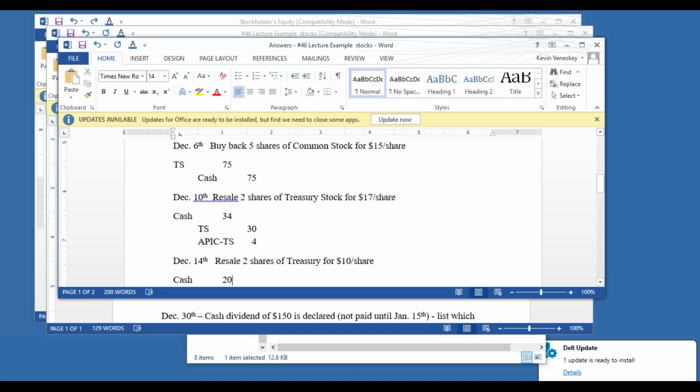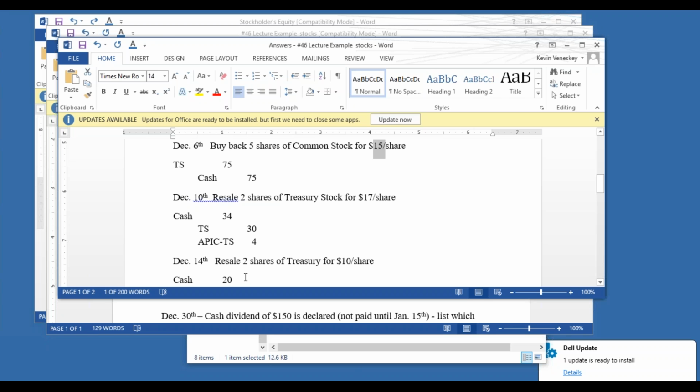Now, what I would do is skip a couple lines, and let's go ahead and do the credit like we would have here. Our credit is to treasury stock. I'm getting rid of treasury, so that's my credit. But I'm getting rid of treasury that was on my books at $15 a piece, and I am getting rid of 2 of them. So I'm going to credit my treasury stock for $30. So now if I credit treasury for 30 and my cash is at 20 as a debit, my debits are too low.